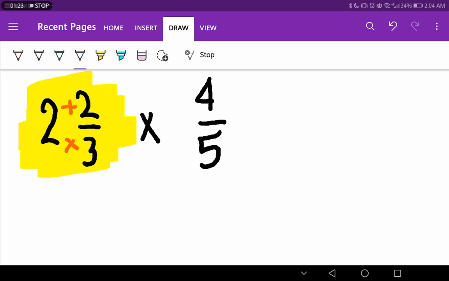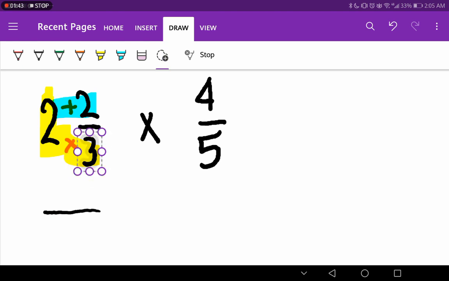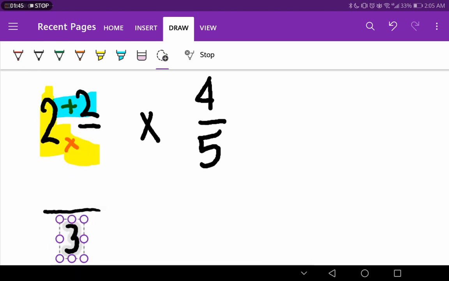And how can we execute this? You just multiply the 3 by the 2, then you add 2. So the first step, I will convert this to an improper fraction. I draw this line. Okay, I copy this down here, and then I multiply the 3 by the 2, then I add 2, which equals 8.